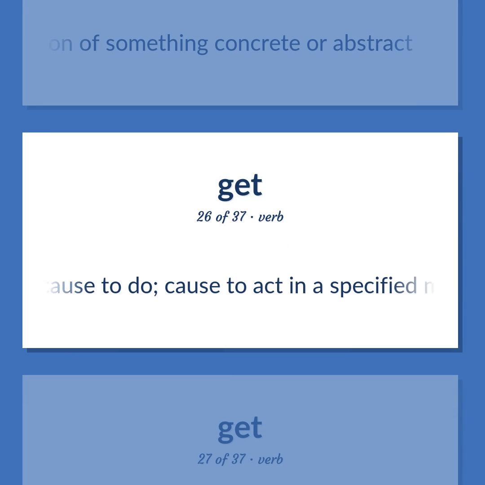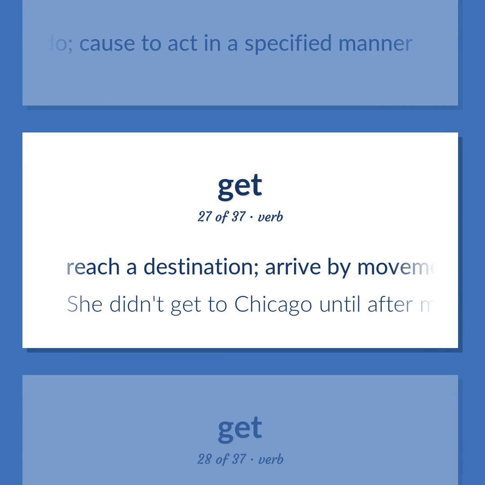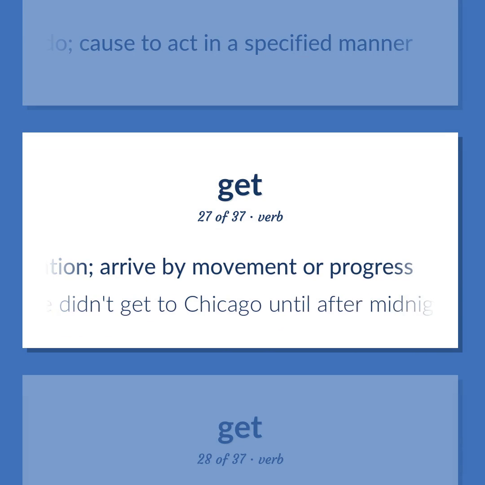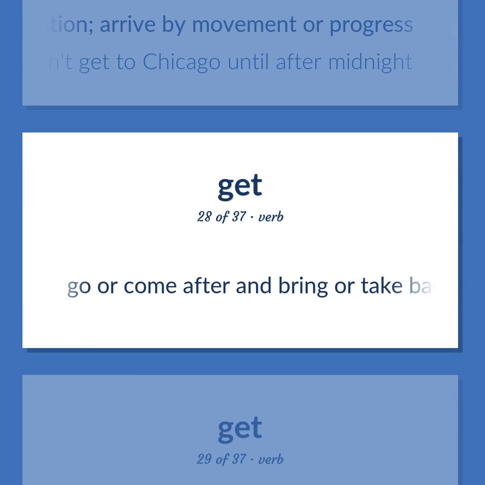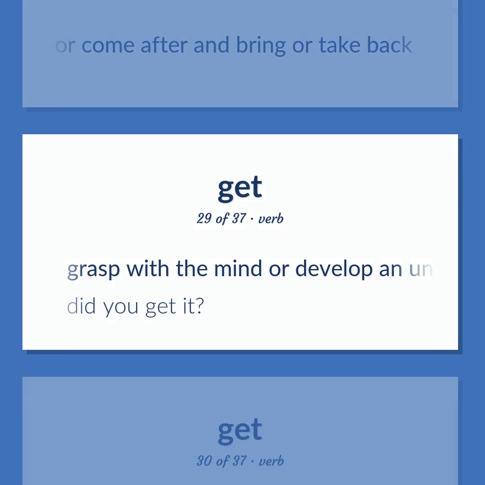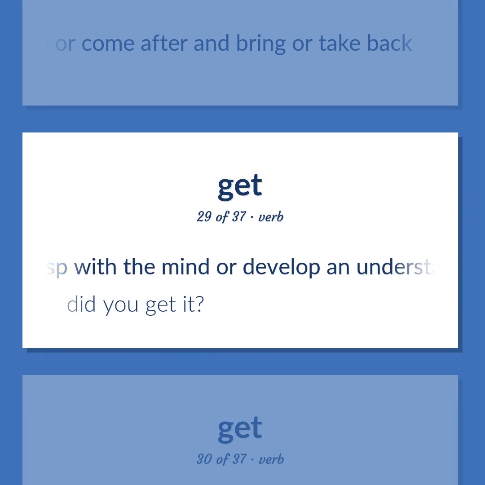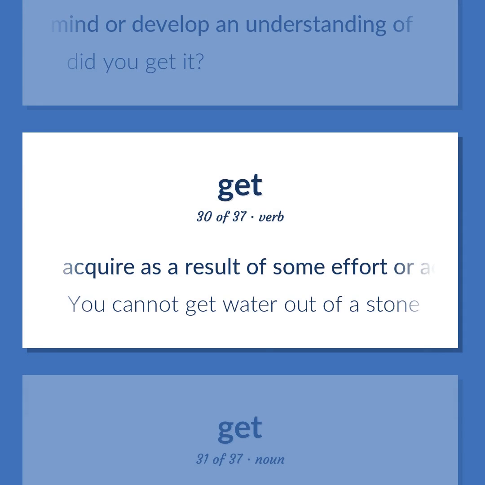Cause to do. Cause to act in a specified manner. Reach a destination. Arrive by movement or progress. She didn't get to Chicago until after midnight. Go or come after and bring or take back. Grasp with the mind or develop an understanding of. Did you get it? Acquire as a result of some effort or action. You cannot get water out of a stone.